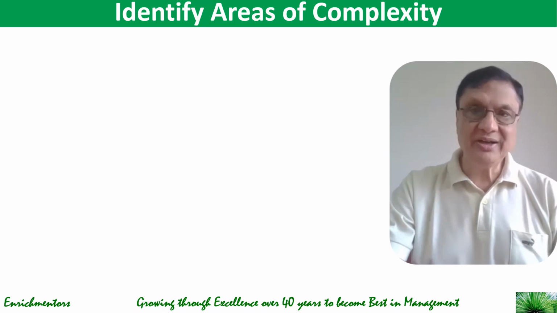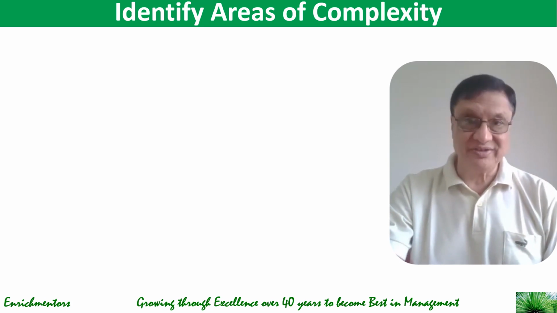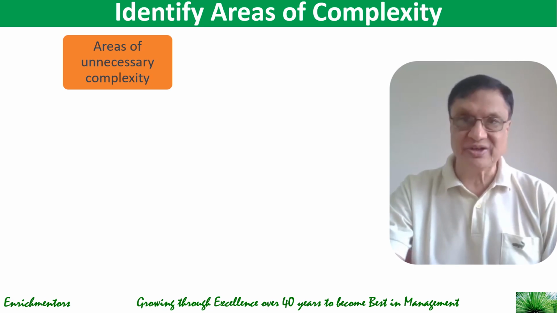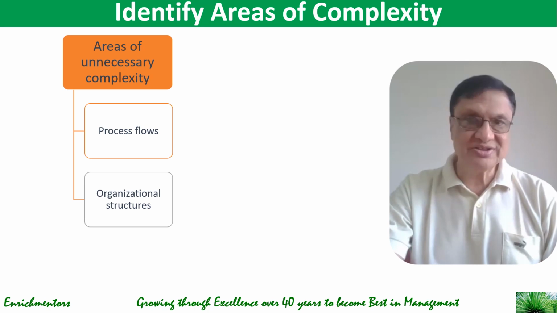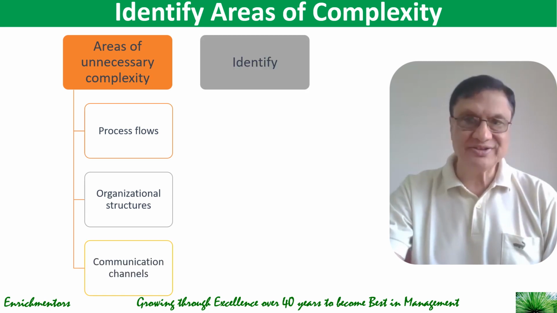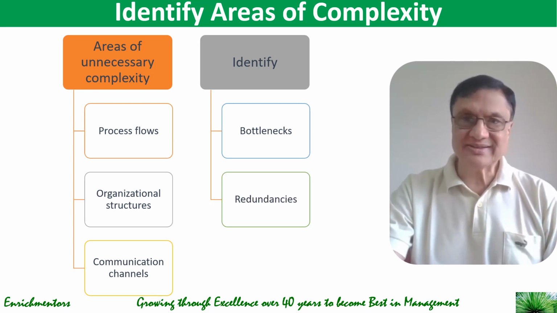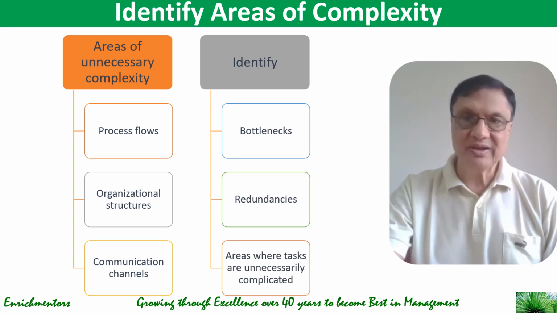Then you need to identify areas of complexity. We're now coming to the core of this. Look for patterns that indicate areas of unnecessary complexity. This could involve analyzing process flows, organizational structures, or communication channels. Then identify bottlenecks, redundancies, or areas where the tasks are unnecessarily complicated, right?